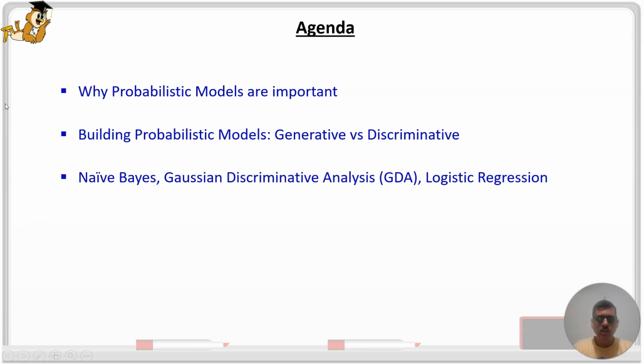The next thing on the agenda today is to study three important classical probabilistic models: the naive Bayes, the GDA or the Gaussian Discriminant Analysis, and Logistic Regression. So we will study these three models in detail. And finally, we are going to end with a comparison of how these models perform on different types of data. So that's the agenda for today. It's a packed agenda. Let's move on with it.